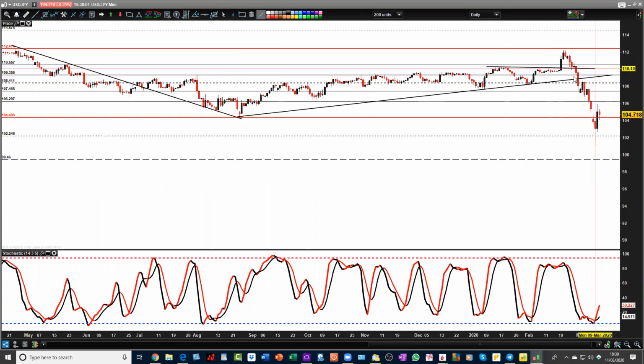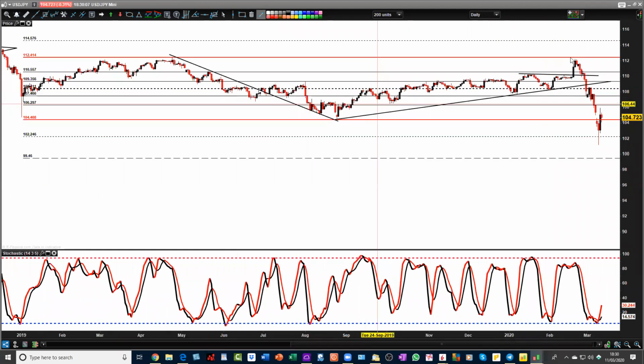You get a little mini structure in there. One thing to note about this wave: we almost did a 100% retracement, not quite, but once we start closing underneath 110, then we quickly get down to these fib levels.